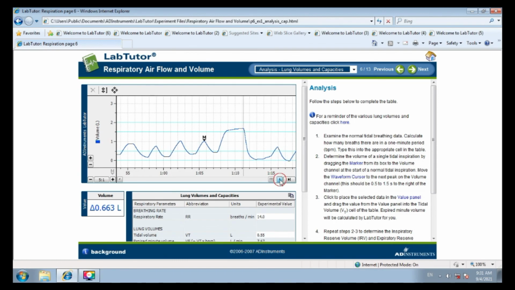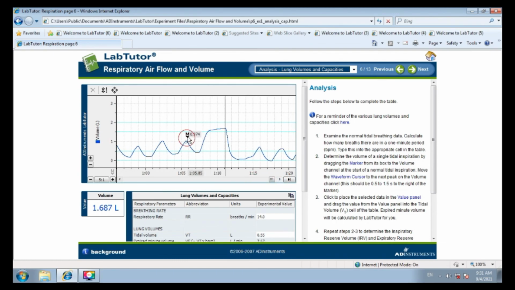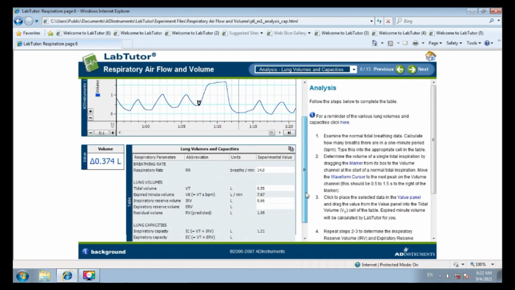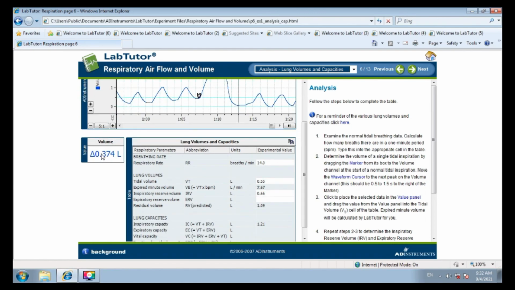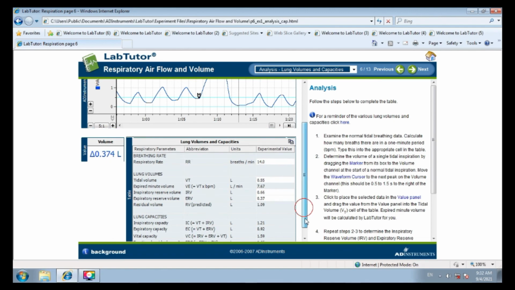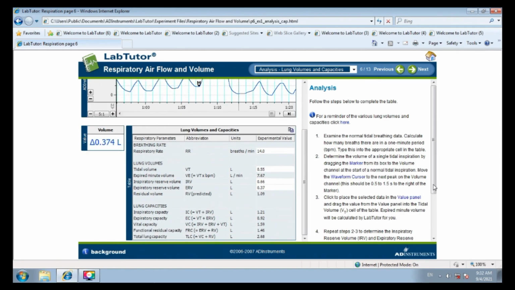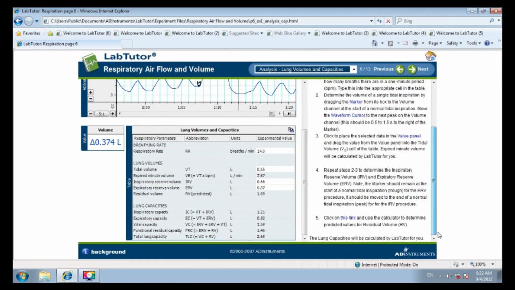Now the second step will give you the value of the expiratory reserve volume. For the expiratory reserve volume, we will place the marker at the lower side, because the lower part represents the maximum expiration, and then we will click the lower part of the maximum expiration. So it will give you the amount of air that is exhaled after normal expiration, that is the expiratory reserve volume.